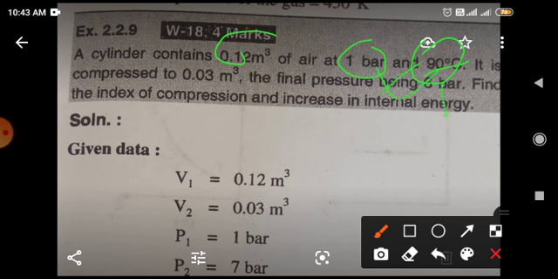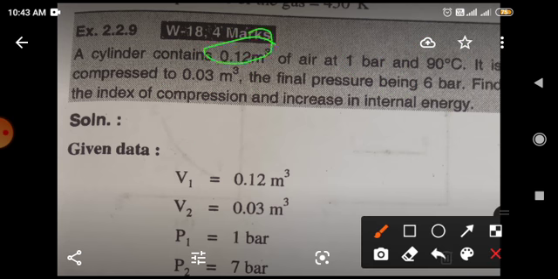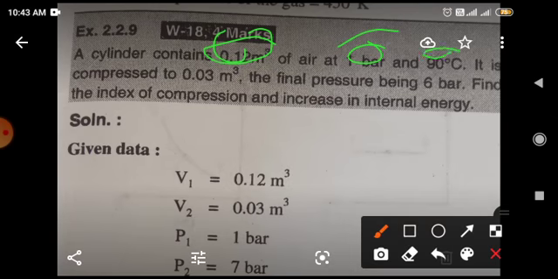It is compressed to 0.03 meter cube. That means this is V2, and the final pressure P2 being how much? Let me see, 6 bar. So we have V1, P1 and T1, V2, P2, and they may ask to find T2 and the internal energy, the index of compression and the increase in internal energy.